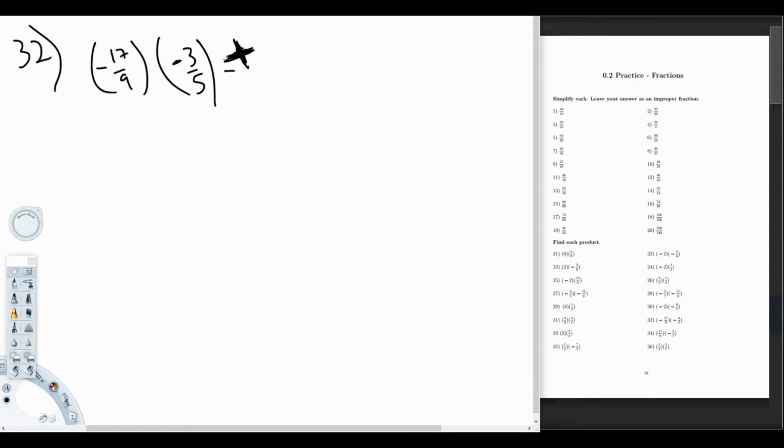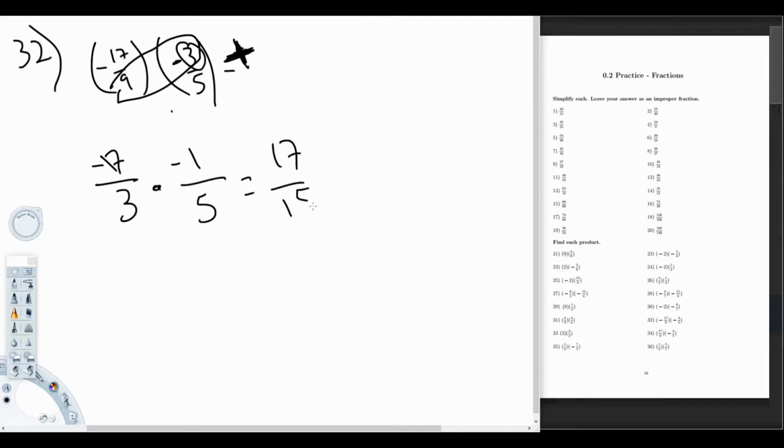All right, can we do some division here? I think so. These two here look like they can be divided by 3. So negative 17 over 9 divided by 3 is 3, multiplied by negative 3 over 5, where 3 over 3 is 1, negative 1 over 5. So that would be 17 over 15 if I do this multiplication, right? Negative 17 times negative 1 equals 17. 3 times 5 equals 15. That's your answer, 17 over 15. Moving on.